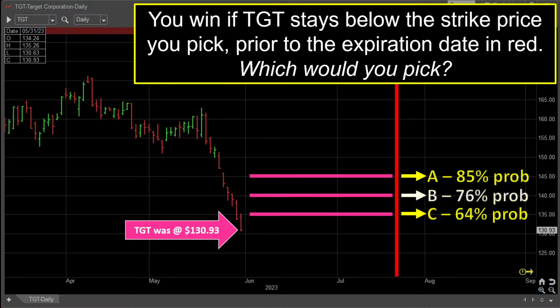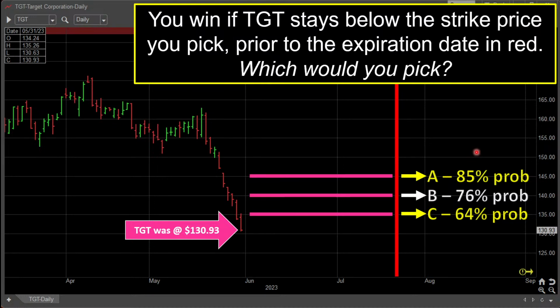Now you might say, Ron, well, why was it B? Why did you go 76 and not 64 like you said? Because when options are extremely overpriced, it can sometimes allow me to get a lot more probability. So those of you that said 64%, you're absolutely right. But you could actually go as high as 76% in Target because the premiums were so juicy at that point. 85% still too far out. Can't go that far, but 76% made this trade work.